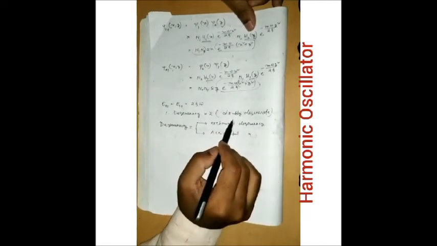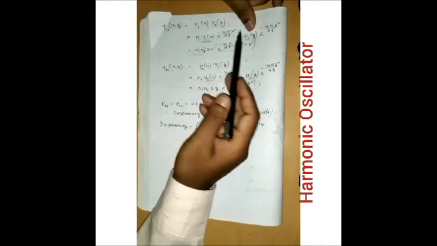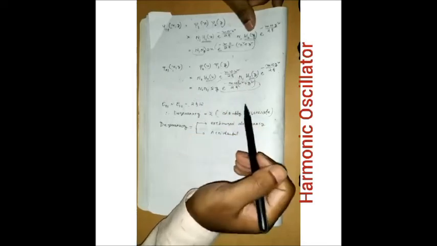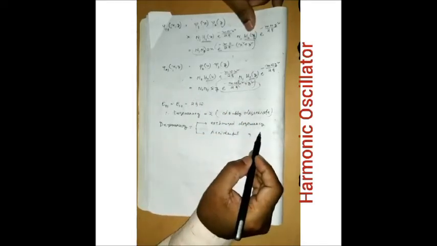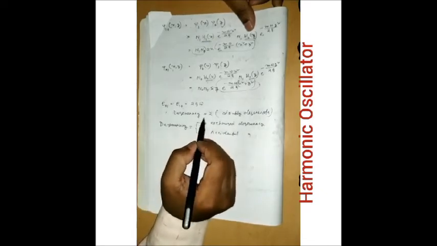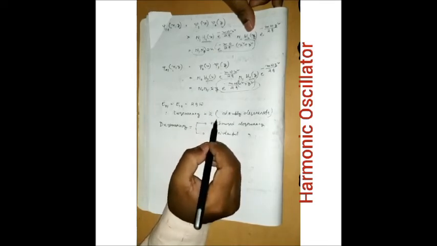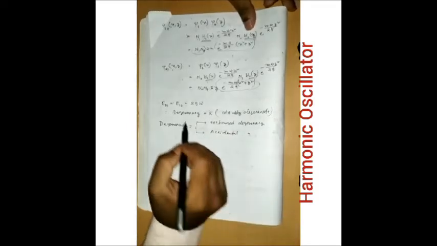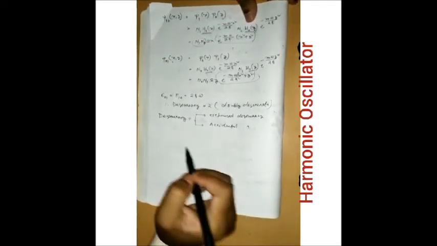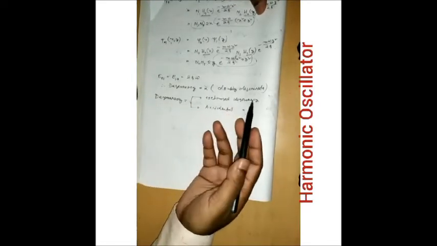And when it is not exchanging, that type of degeneracy we call accidental degeneracy. So here, what type of degeneracy do we have? Exchange degeneracy, and it is doubly degenerate, or the degeneracy is 2. Further, it will become clearer in later cases. So this is about the first excited state energy.